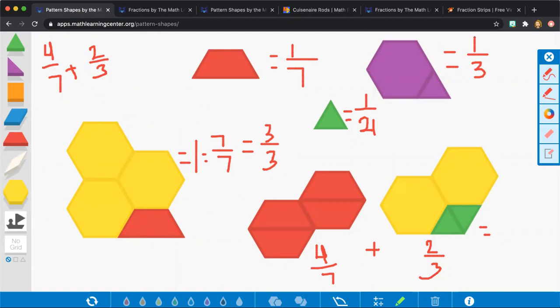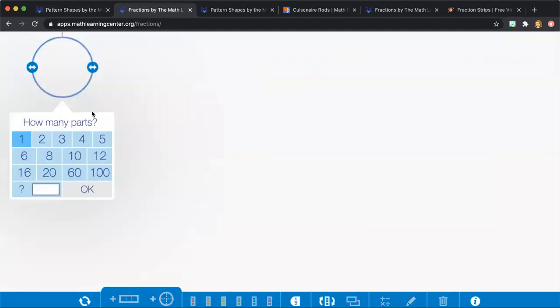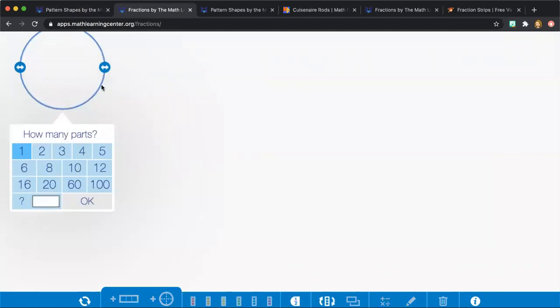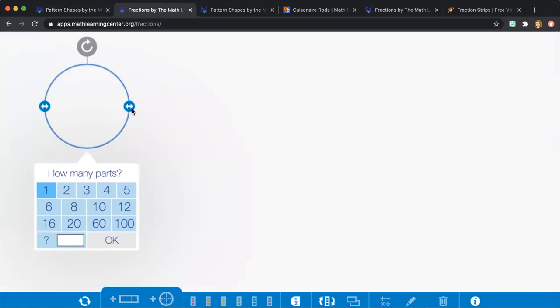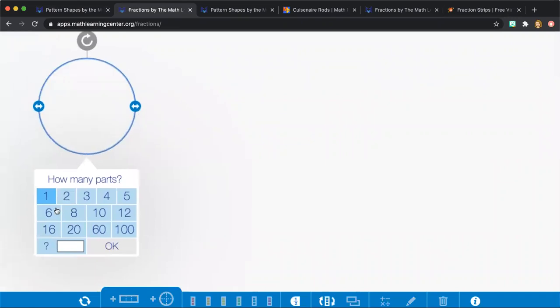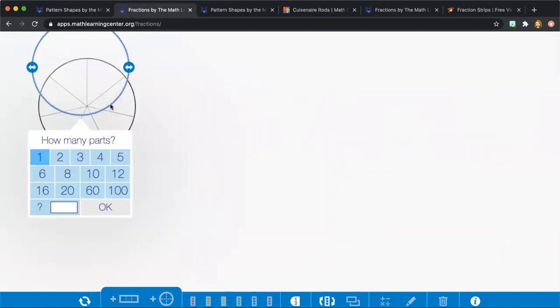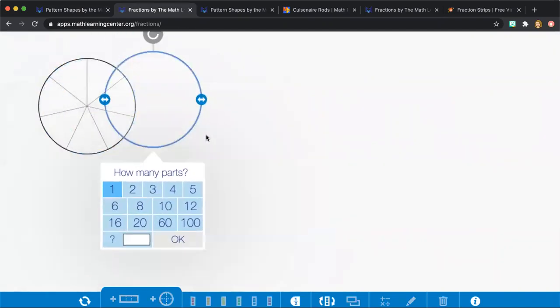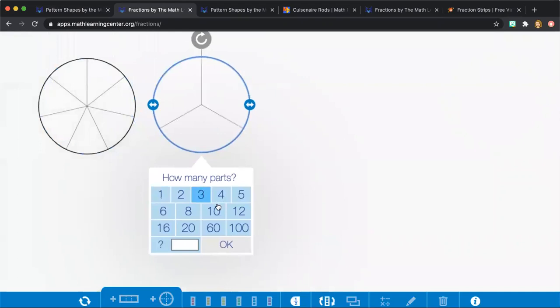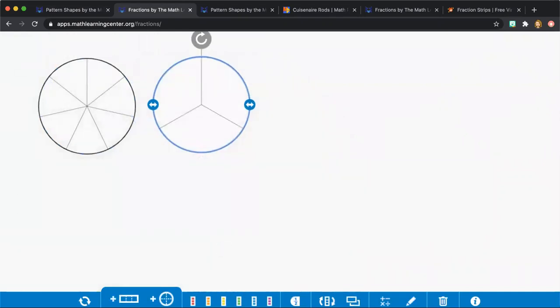But we can also think about 4/7 plus 2/3 in our fraction circles. And so I'm just going to make this a little bit bigger. We want to define our whole as sevenths and then thirds. So, right, we want the same exact size whole. So we want both of these. And now we want 4/7. 1, 2, 3, 4. And we can turn on the labels. And then how many thirds?